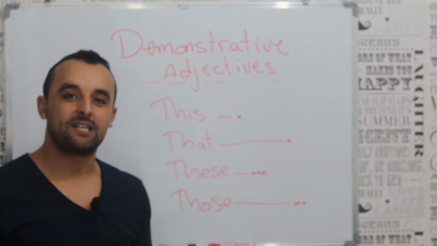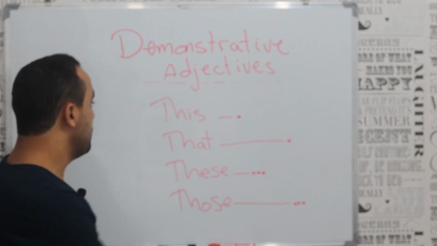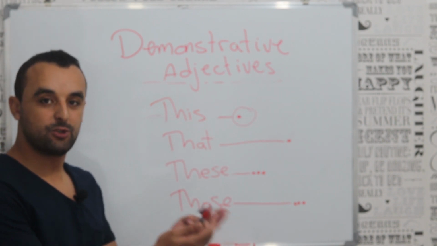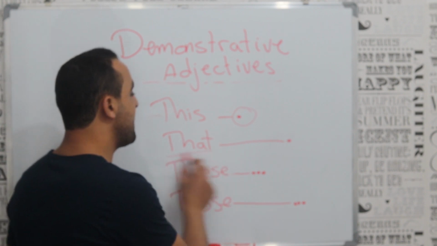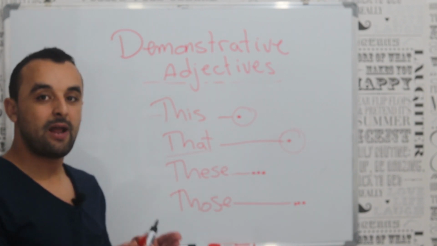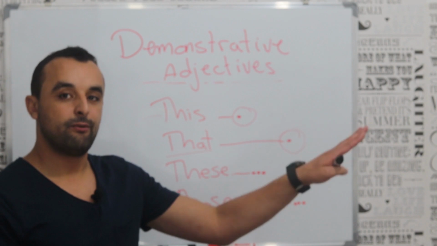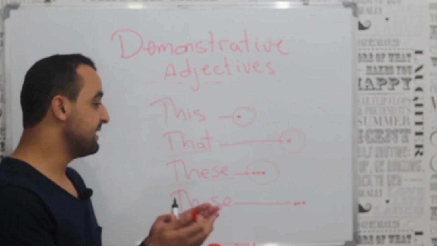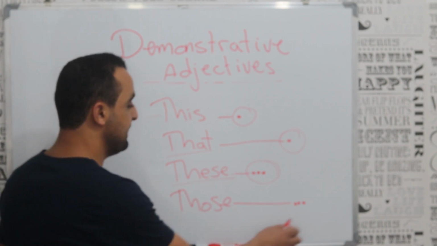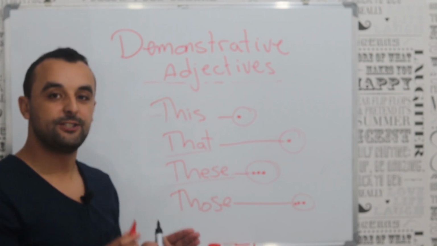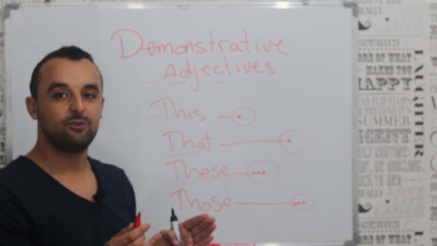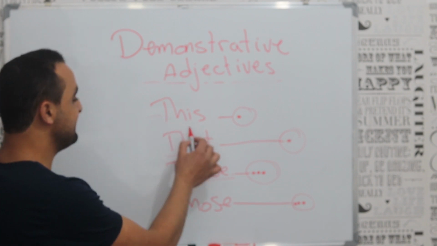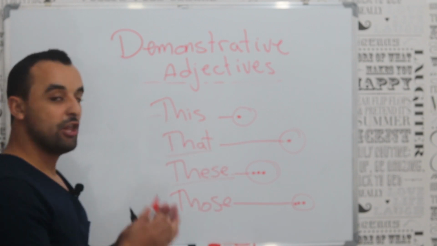Okay, so let's make a quick summary of our lesson. We use this when we refer to a singular noun and this noun should be near to us. We use that when we refer to a singular noun and this noun should be far from us. We use these when we refer to many things and these things should be near to us. And the last one, we use those when we refer to many things and those things should be far from us. So this, that, these, and those.